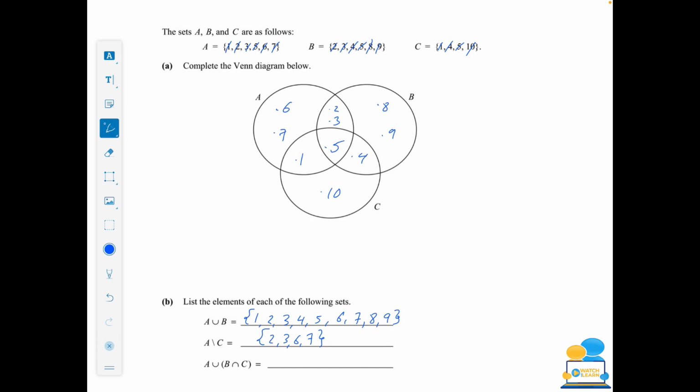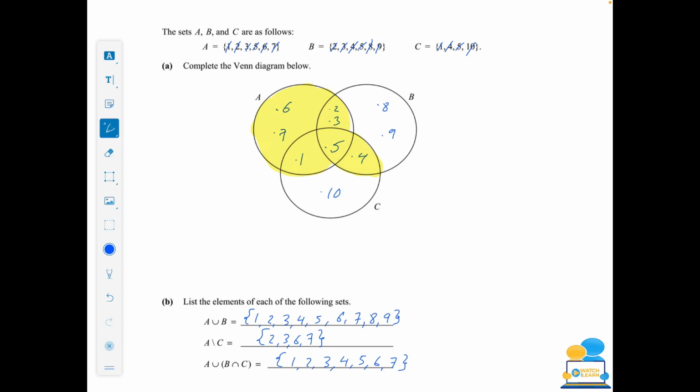Okay, now the final part, A union B intersection C. So we want everything that's in A, which is all this yellow section here, and we also want everything that's in B intersection C, which is, we're going to add on that bit there. Okay, so our elements then in A union B intersection C is 1, 2, 3, 4, 5, 6, and 7. Okay, that was a very straightforward question with 3 sets. Just be careful, make sure you have no elements written twice. If you do have an element written twice, it's probably because you got the intersections wrong.